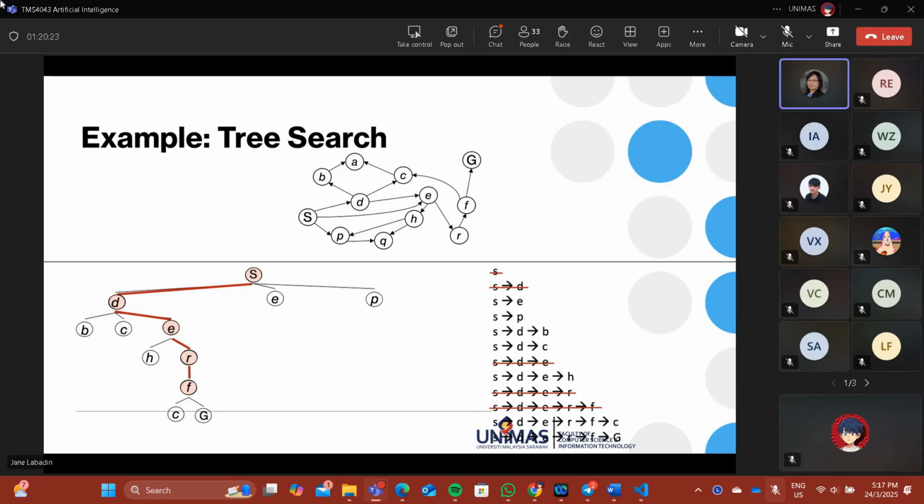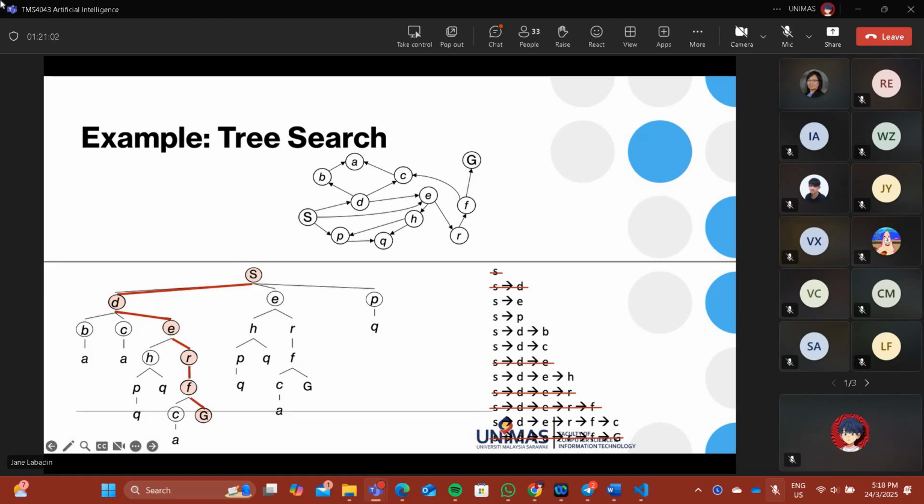Then you have either SDERFC or SDERFG. Between the two, which one has already reached the goal? So hence you choose the one that has reached the goal. So you're just following the algorithm from just now. But obviously you do not need to go through all. It really depends on the strategy that you have.